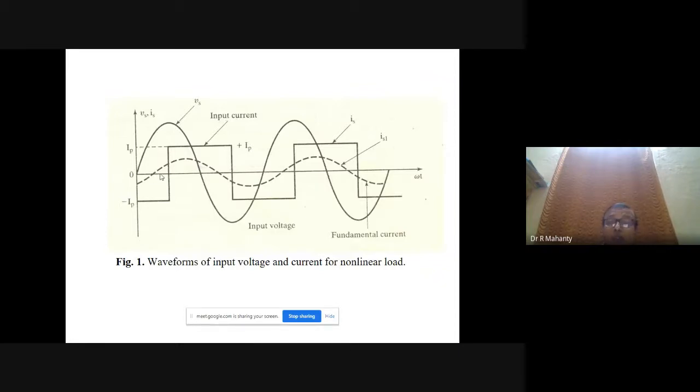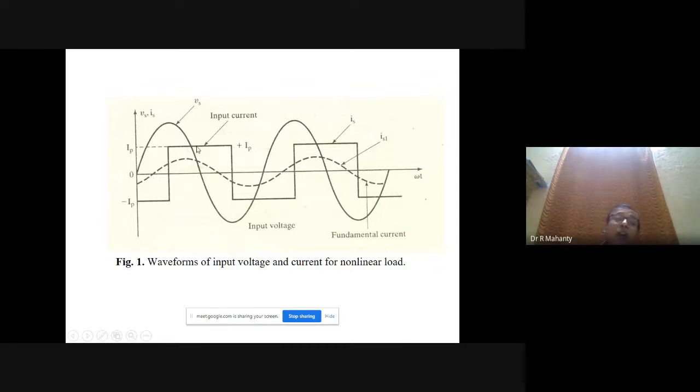By removing the harmonics from the system. Therefore, you have to do two things at a time. The first one is that you have to improve the displacement power factor. That means you will have to reduce the angle between the fundamental component of current and the voltage.